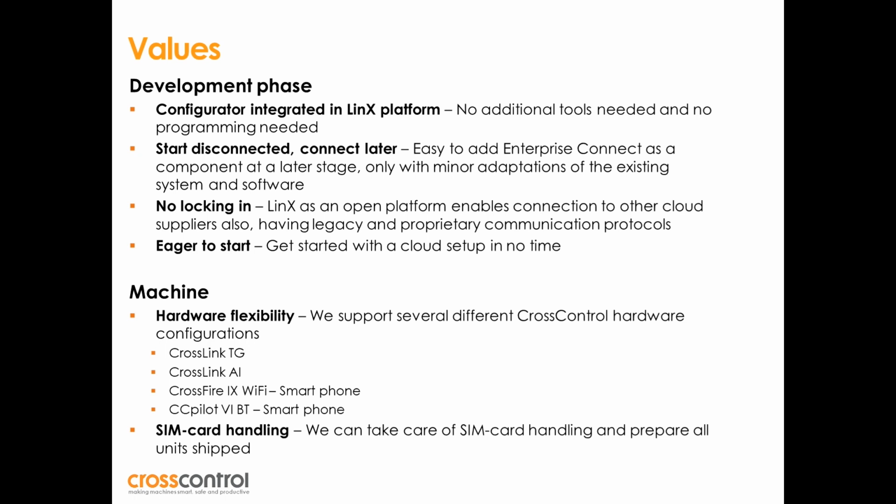On the machine, we have the hardware flexibility. We have different ways of connecting to the cloud service. As you saw on the other picture, we have the CrossLink TG and the CrossLink AI, and there are also two other options which our customers are using today. That's combining our IO module Crossfire IX, which has Wi-Fi connectivity, and connecting that to a smartphone, and the smartphone acts as a bridge to the cloud. The same goes with the CC Pilot VI.